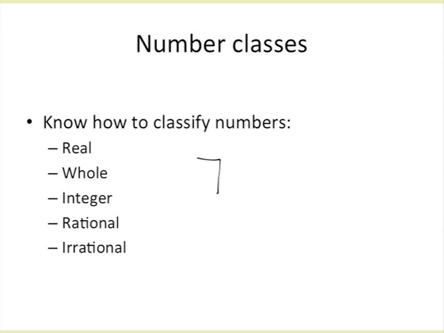So is 7 a real number? Yeah. Is it a whole number? Yep. Is it an integer? Yep. Is it rational? Yes. Then it can't be irrational because those are opposites. Okay? So every number is either going to be rational or it's going to be irrational. It can't be both of them. Okay?